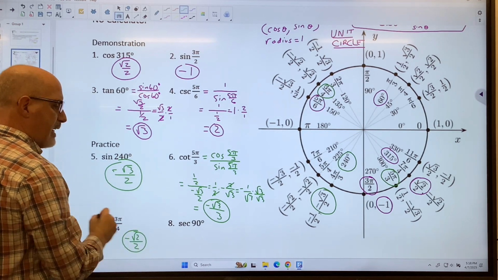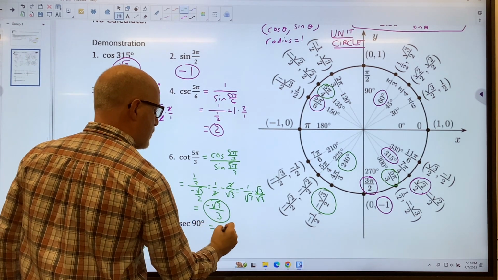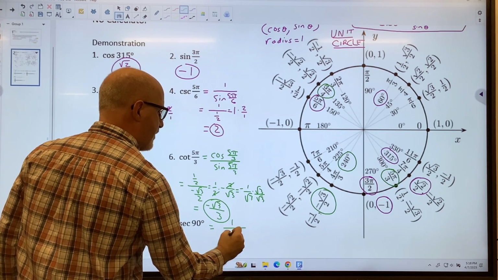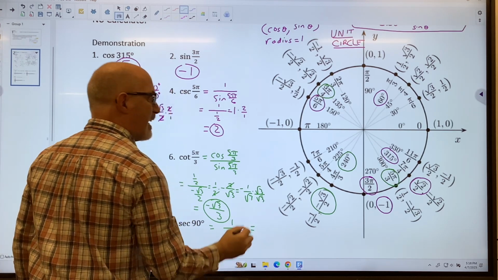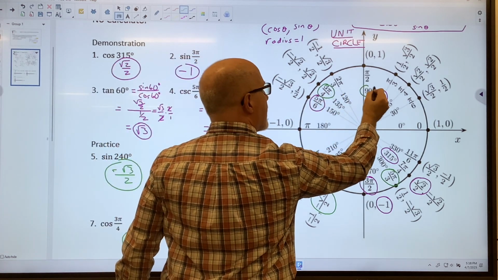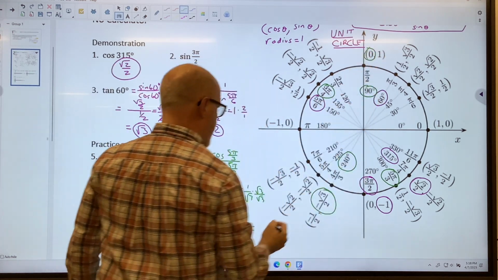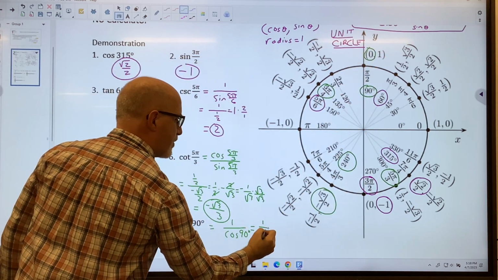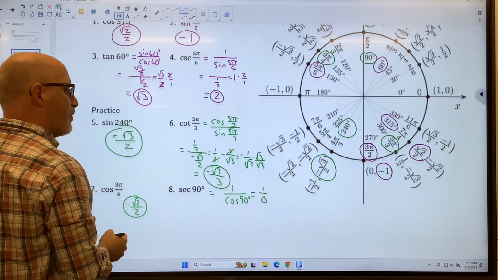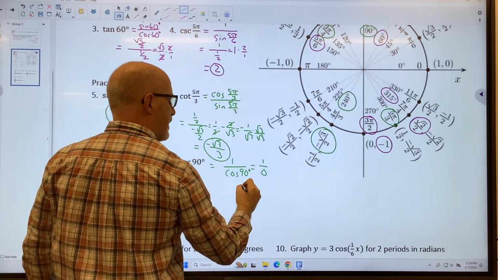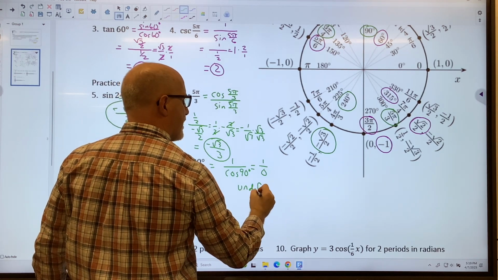And then let's do secant of 90 degrees. Now remember, that's 1 over cosine of 90 degrees. And if we go to 90 degrees here, cosine's the x value, so that's a 0. So 1 over 0, you can't have 0 in the denominator. So if we have 1 over 0, that's going to be an answer of undefined.